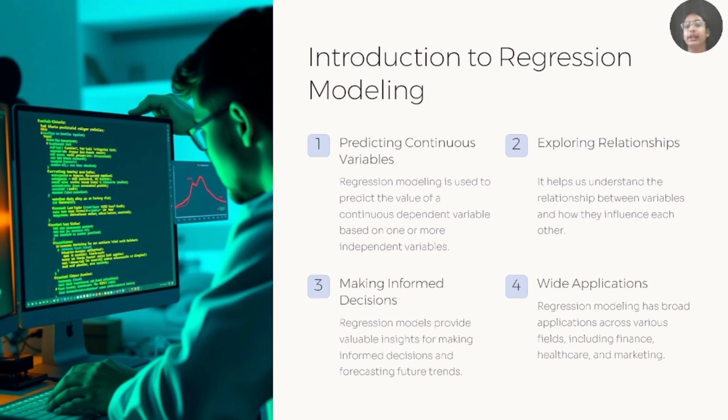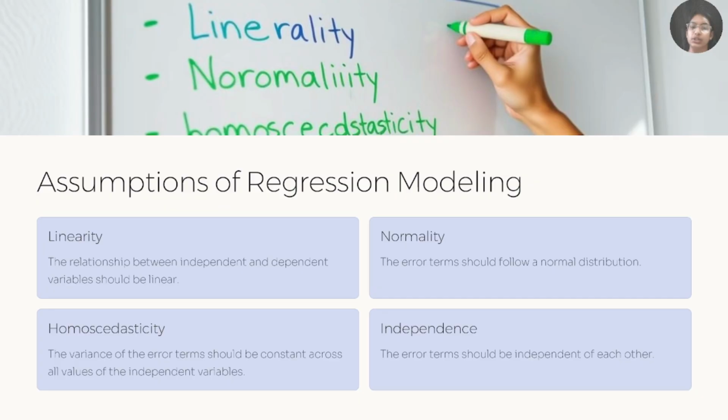So, what exactly is regression modeling? It is describing the relationship between numeric predictors and a continuous target. We can have numeric predictors, either one or more than one. Then we explore the relationships of these numeric predictors with the continuous target, the variable on which they can influence. Then we can make informed decisions, and we can have wide applications.